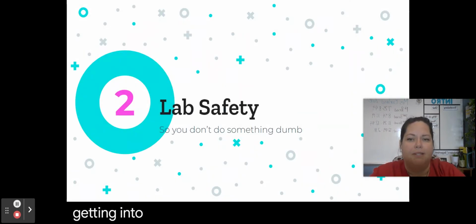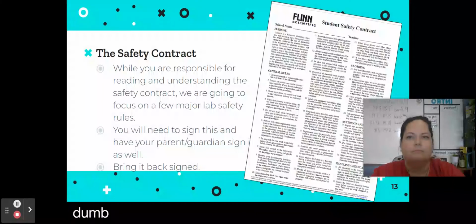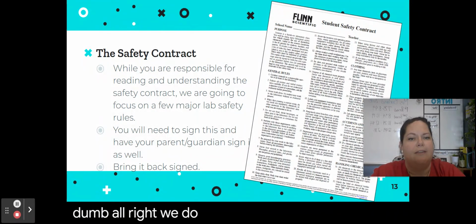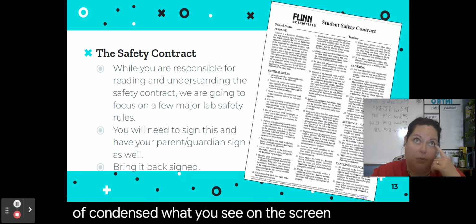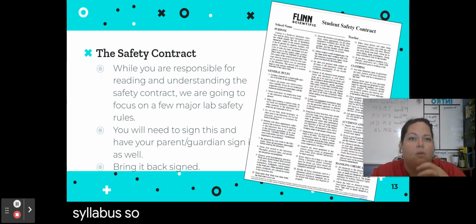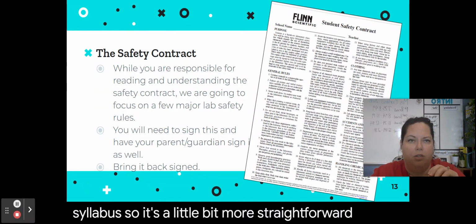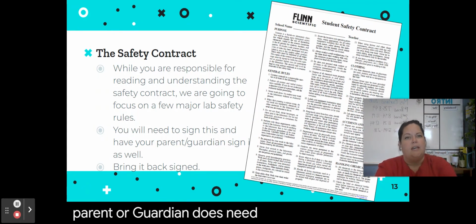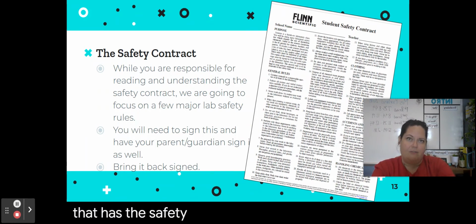All right, getting into lab safety. So you don't do something dumb. All right, we do have a safety contract. We kind of condensed what you see on the screen to a smaller version that we put on the back of the syllabus. So it's a little bit more straightforward. Your parent or guardian does need to sign the syllabus that has the safety information on it.